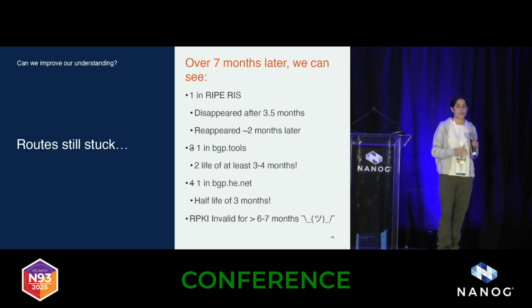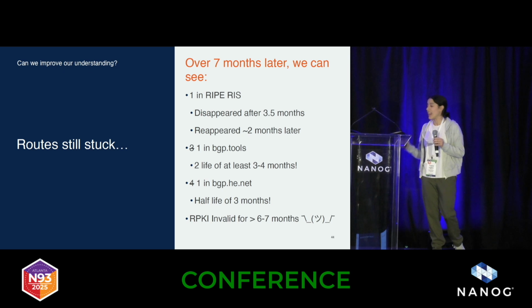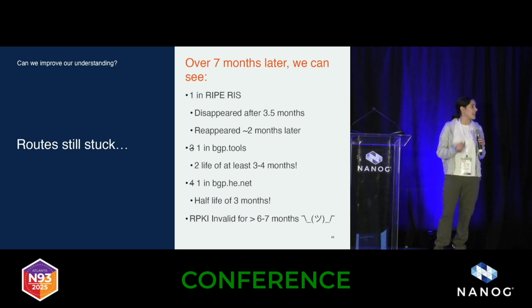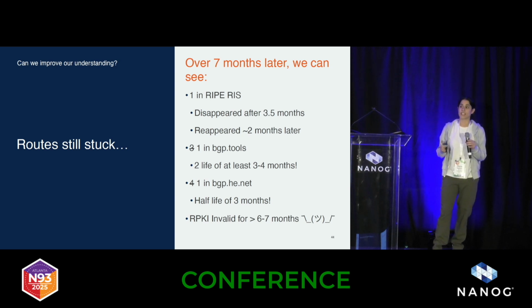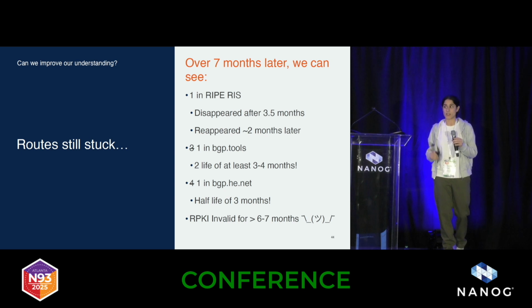So now it's been over 7 months, and our zombies are still there, alive on the internet. At the time of the creation of this presentation, there was at least one in RIPE, one in BGP.tools, and one in Hurricane Electric. And those that are no longer there, they had survived for at least 3 months.